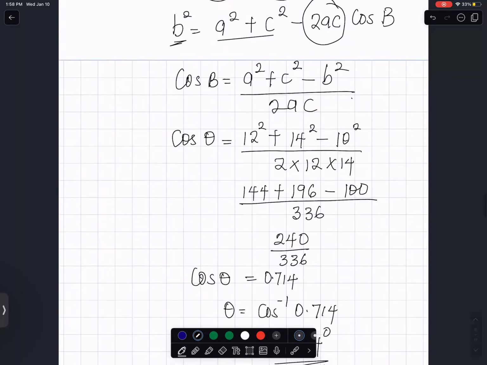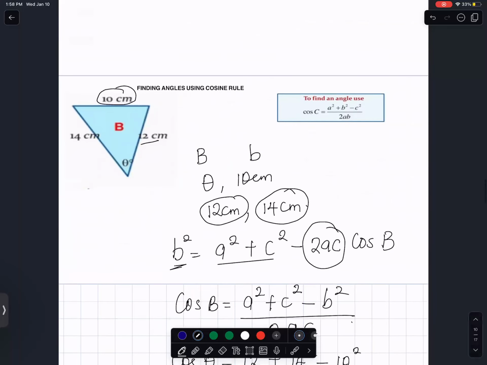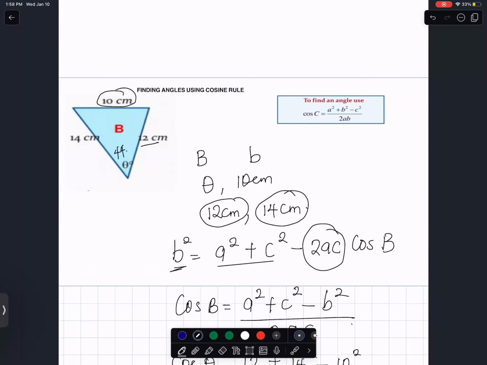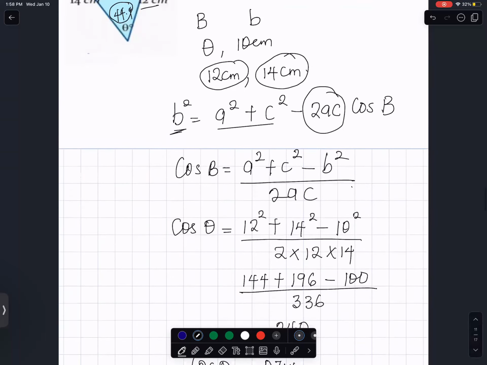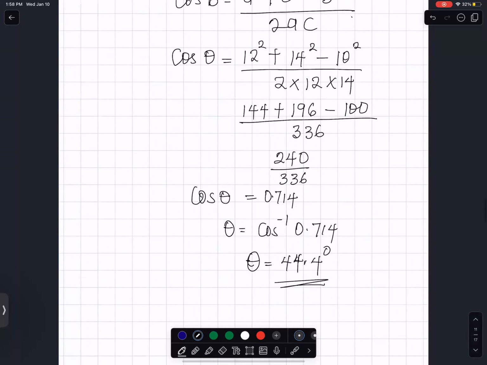So we've gotten the angle for this as 44.44. But if you take a look at this, it is a bigger angle, which is, we can use our cosine formula.